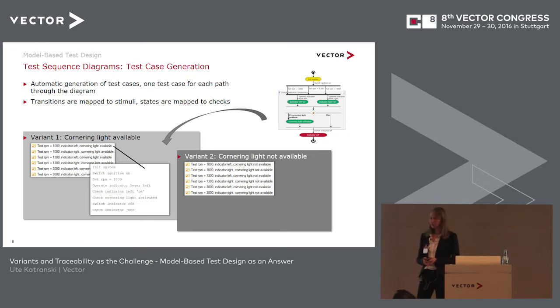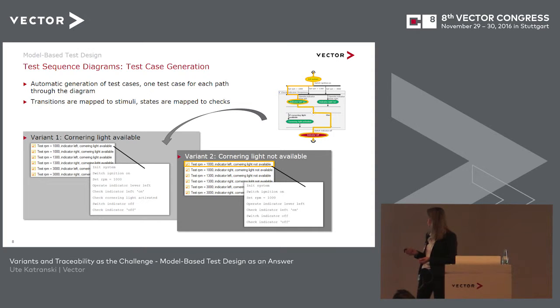And if we take the other variant, cornering light not available, then this is what it will look like. Let's take the first test case. It will only be here where I take a right, and this check is just dropped. So I can reuse everything. I can just map it with the graphic.